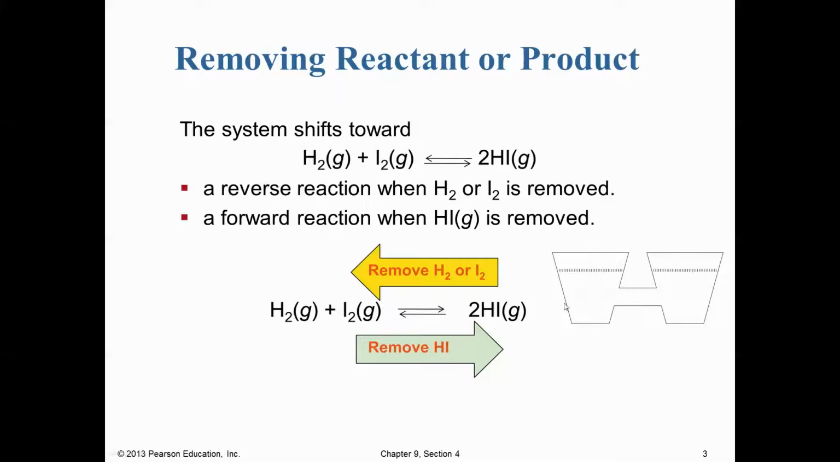And similarly, if we remove product, we're going to have to shift towards the right or towards the product side to replace it. It would again be like scooping water out of this right bucket here. We'd have to shift towards the right or towards the products to replace it.